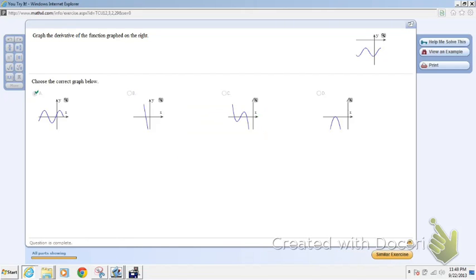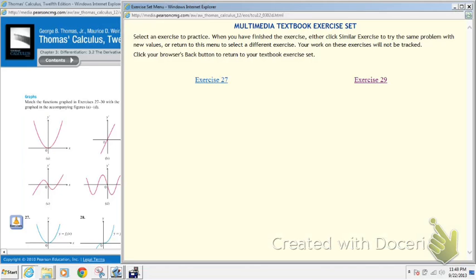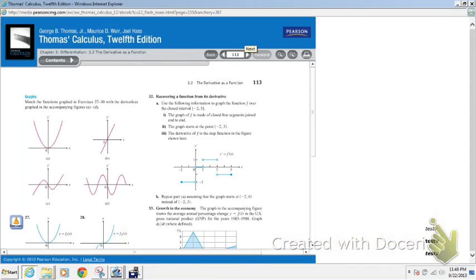Okay, so again, the idea is that you want to look at the original function and then think about what its derivative would look like. And the last problem, so we only have two for this podcast, is number 47. Let's see.